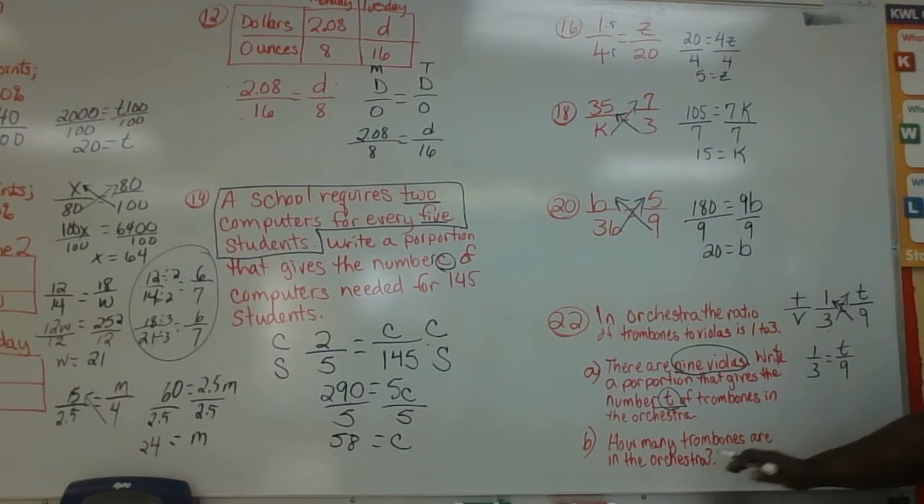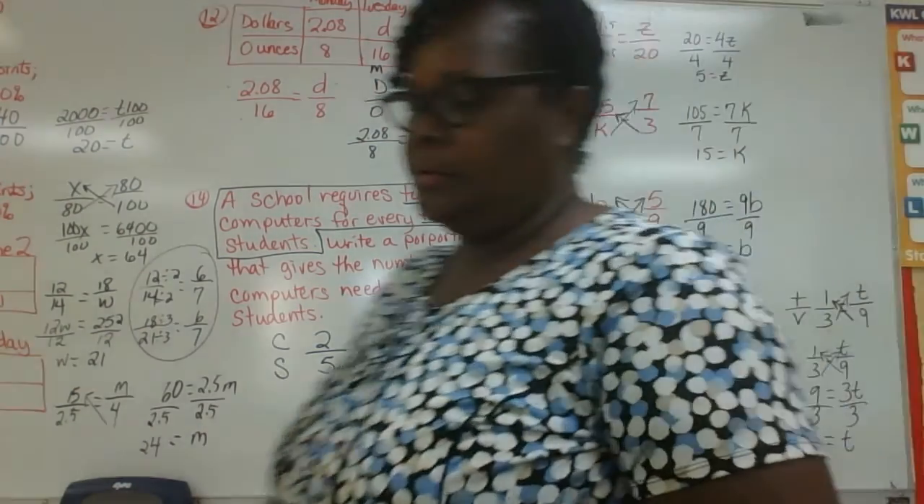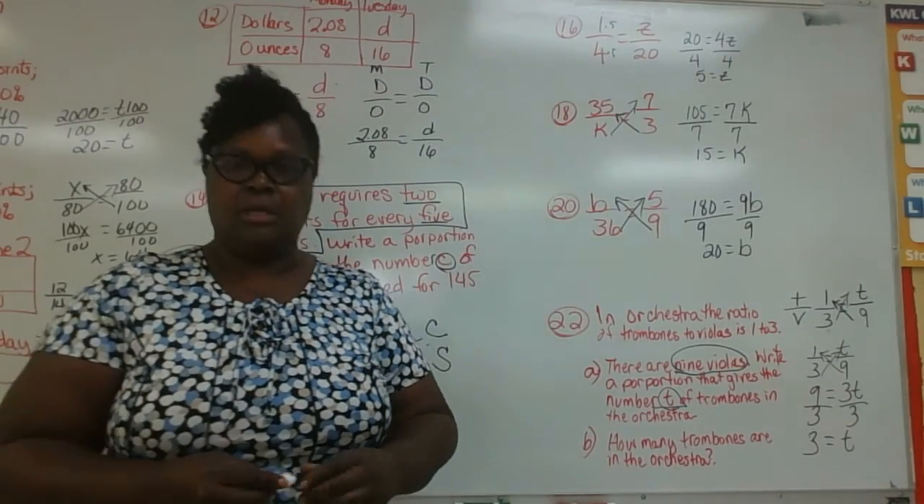Then in B here, it asks how many trombones are in the orchestra. You would need to solve this proportion, cross product here, so that 9 times 1 is 9, 3 times T is 3T, isolate T, and so T is equal to 9 divided by 3 is 3. Okay? All right. That is the lesson.